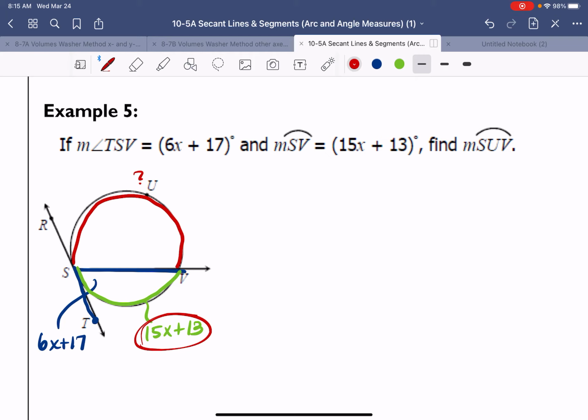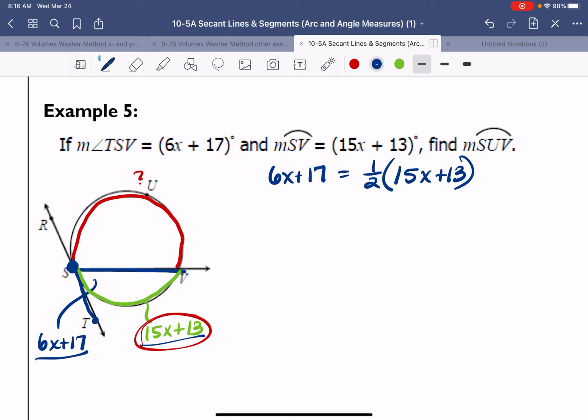So let's go ahead and set up our formula based off of this. One of the things I'm going to note is that the intersection is on the circle. So that should already help me figure out how I'm going to set up the formula. So I know that this angle, 6x plus 17, is going to equal 1/2 of the measure of the arc. And now I know that that arc is 15x plus 13.